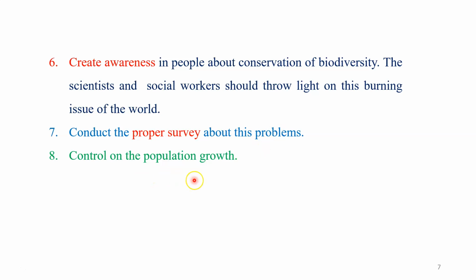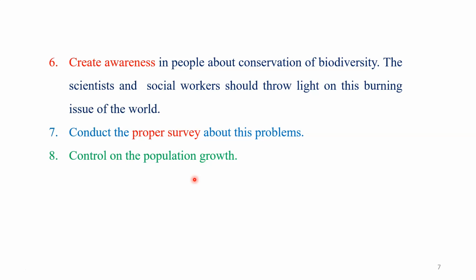Then, control of population growth. Yes, student, this is a very important thing. Population growth is a major cause of the destruction of biodiversity. Therefore, proper education on population control should be given starting from high school. If you do that, then we will be able to control population growth. And if we do not control it, then there will be continuous growth in population.